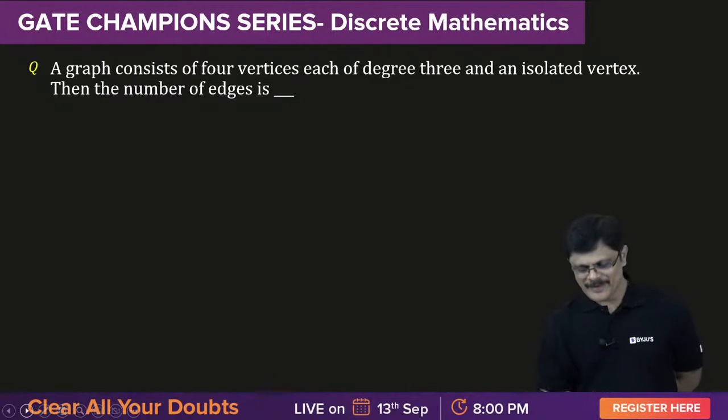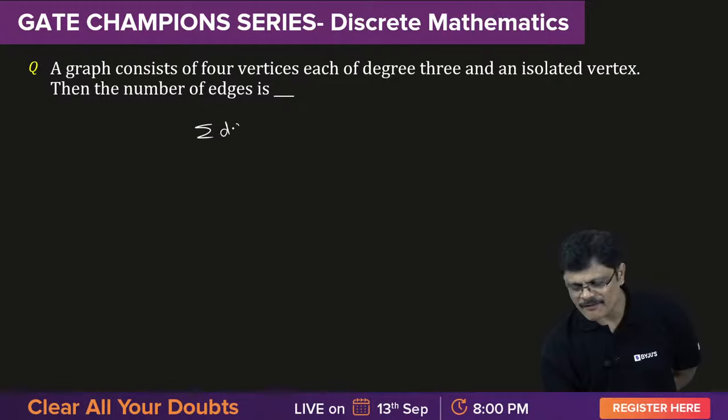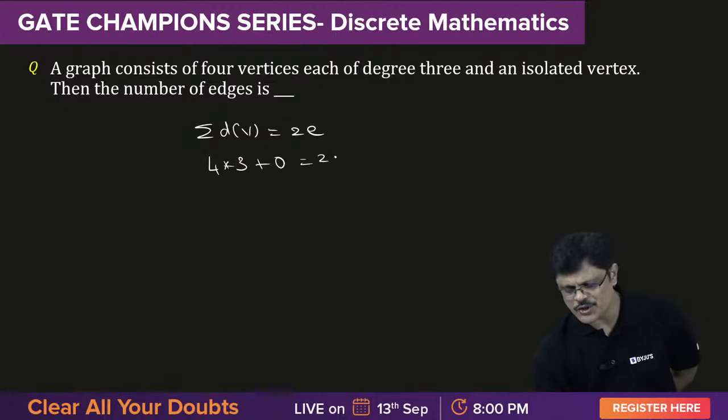So, a simple problem. We all know that the sum of degrees of vertices is twice the number of edges. 4 vertices of degree 3, so their sum is 4 into 3, and 1 vertex of degree 0. So this should be equal to twice the number of edges. So edges must be equal to 12 by 2, that is 6.